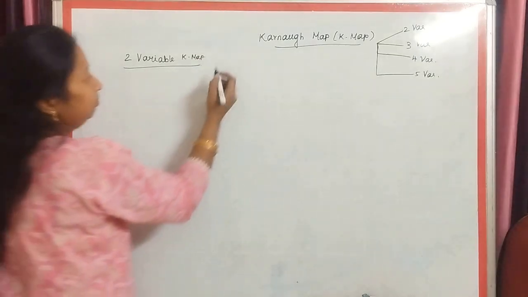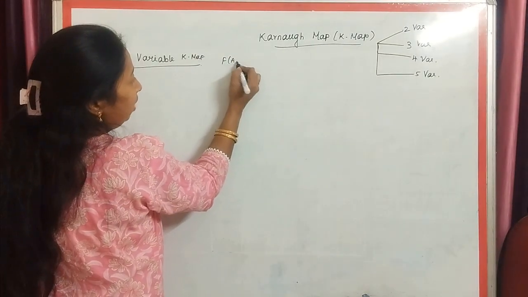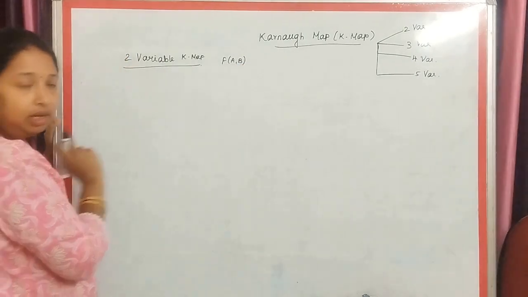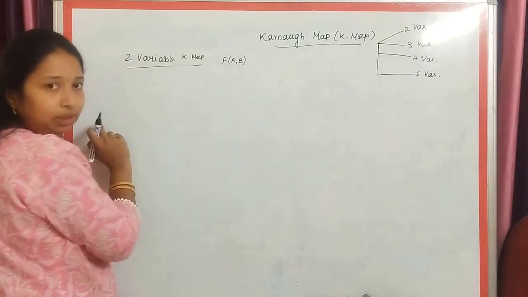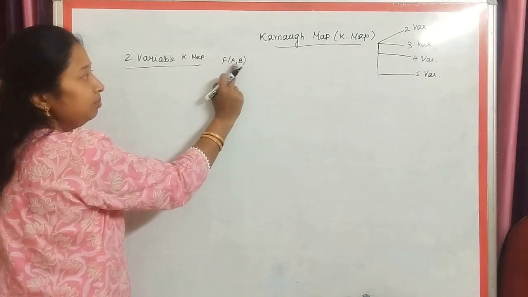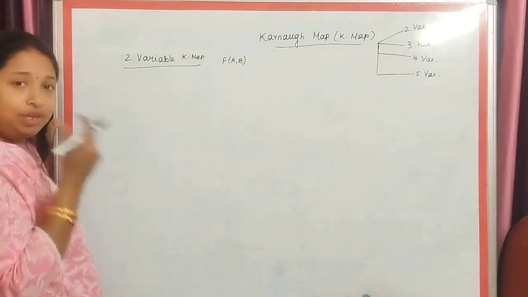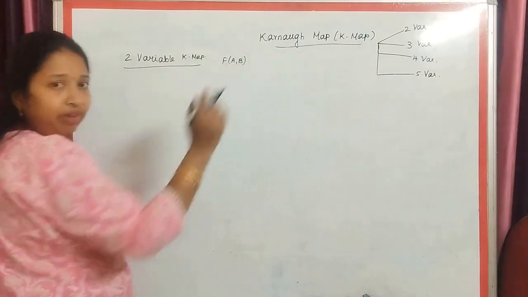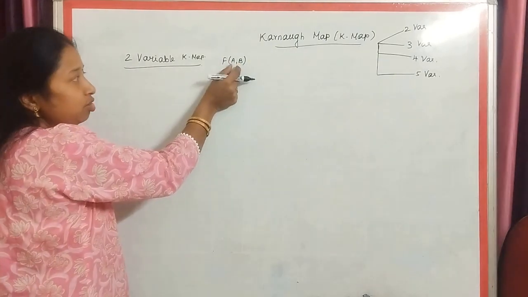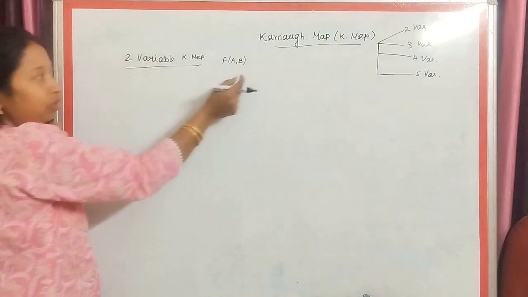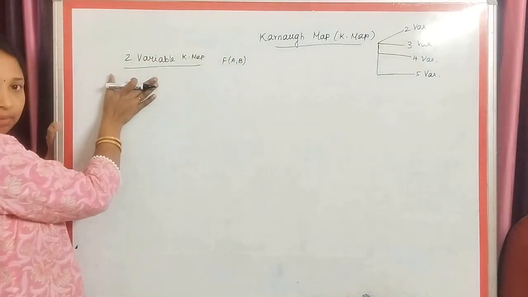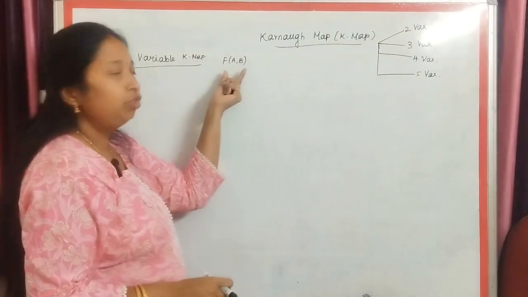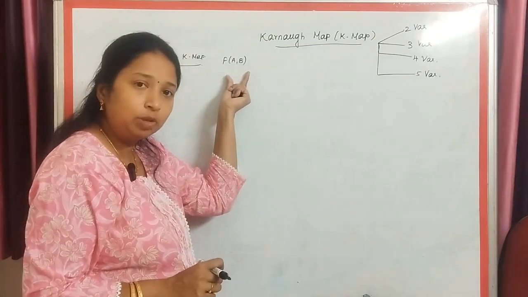2-variable meaning, what does it mean? Say for example, f of a comma b. These are the 2 variables. A and B are the 2 variables. If in your question it is given like f of a comma b is equal to some values, then based on these 2 variables, you can identify that there are only 2 variables, so we'll be using Karnaugh Map. Now, for 2 variables, how many combinations are possible?